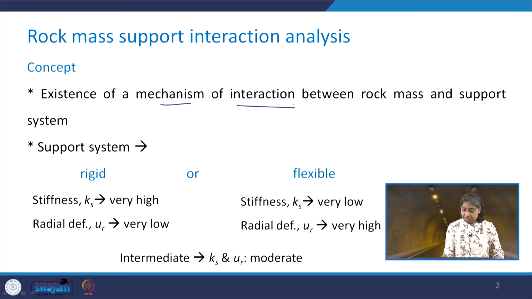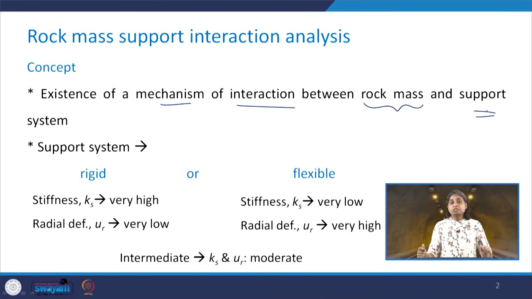interaction. So, for that we need to understand first the system. So, there is the existence of a mechanism of interaction between the rock mass and the support system. So, first if we talk about the support system, it can be rigid or it can be flexible. What do we mean by rigid support system? That means that its stiffness is going to be extremely high, but in case of the flexible support system, we have very low stiffness of the support.